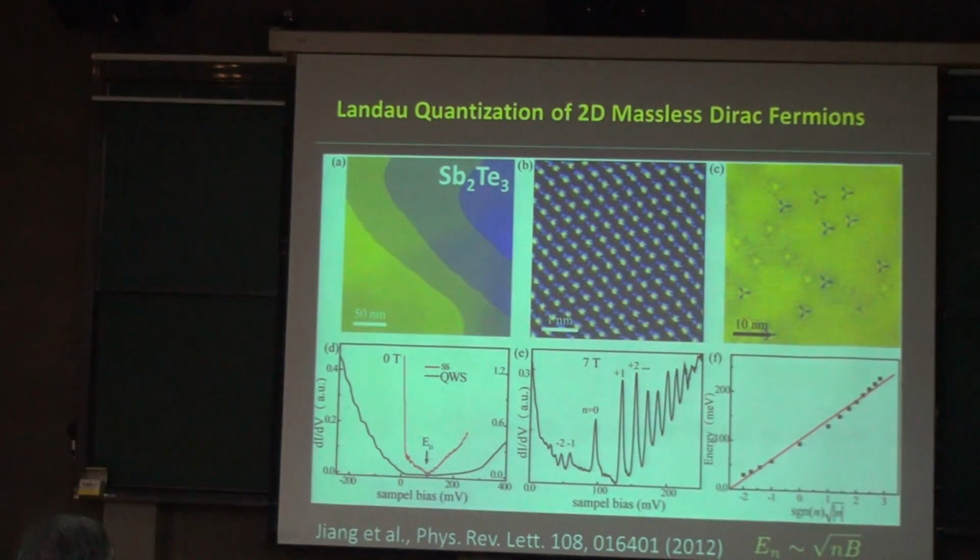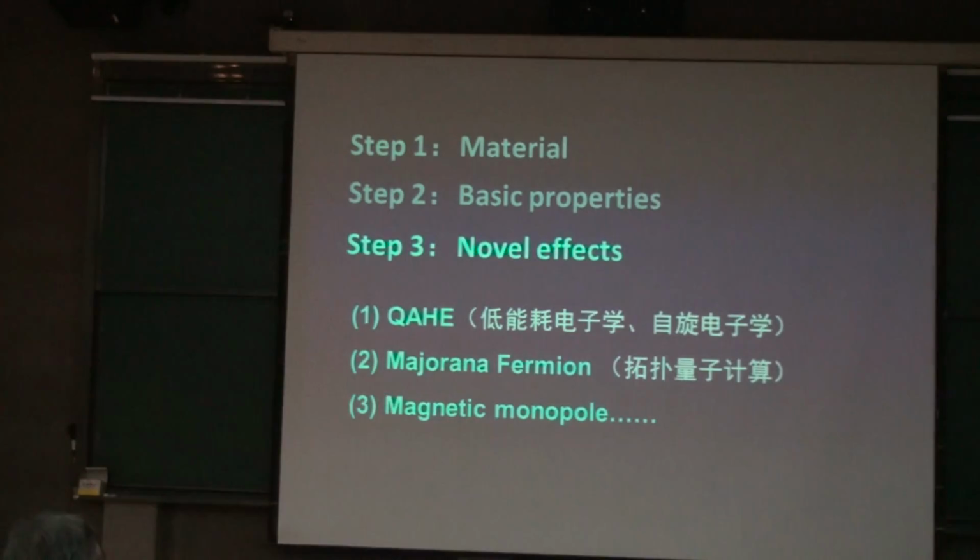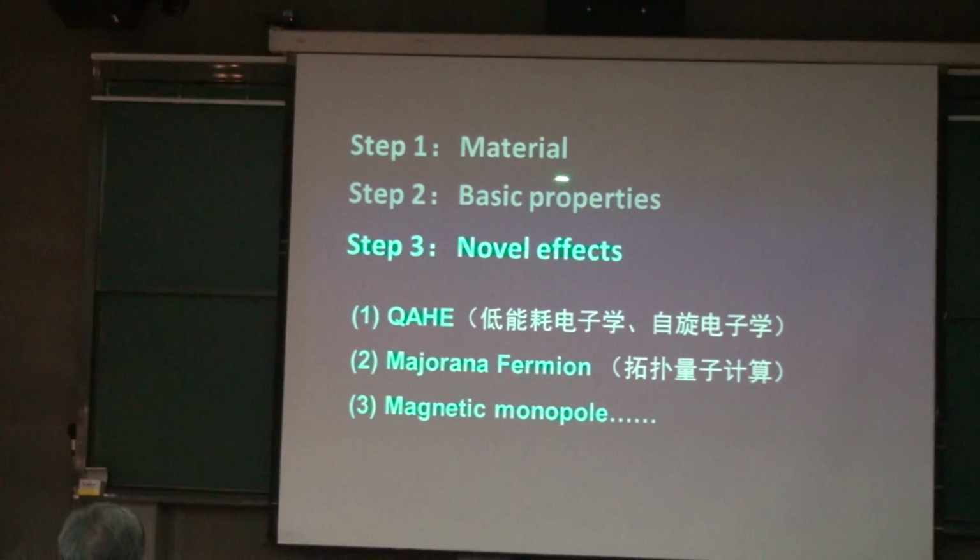At the beginning we had difficulty preparing high quality antimony telluride, but now we can get a good material. So we see very beautiful Landau quantization. Now I talk about the topological part. I mentioned the importance of materials, and this is the most important part of my talk and our experiment.